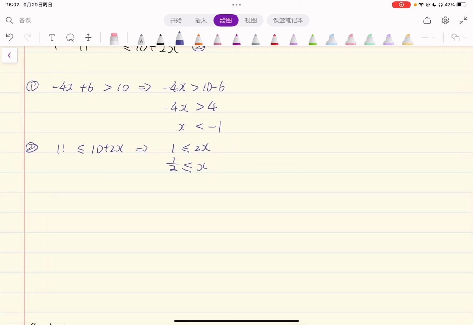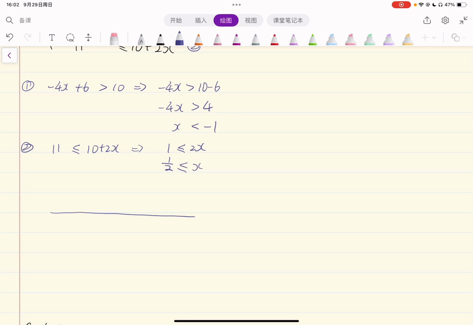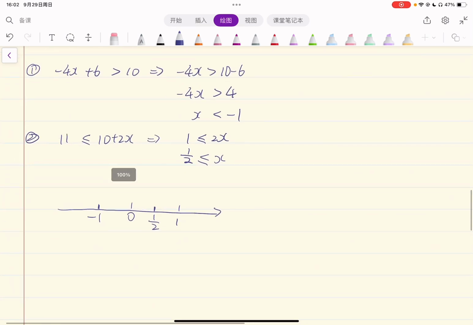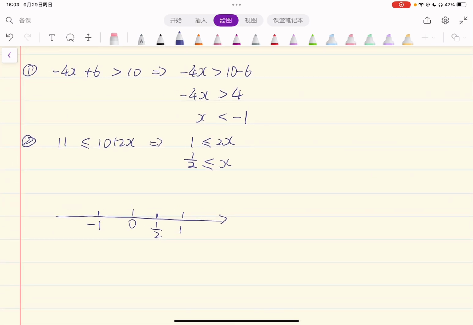Then we need to draw the number line. So here is 0, here is 1, half is over here, and minus 1. Firstly, we want to draw x less than minus 1, so we need to use the empty dot. And less than minus 1 is on the left-hand side of minus 1. Another one, x greater than or equal to half, so we use the black dot at half, and it is on the right-hand side of half, over here.